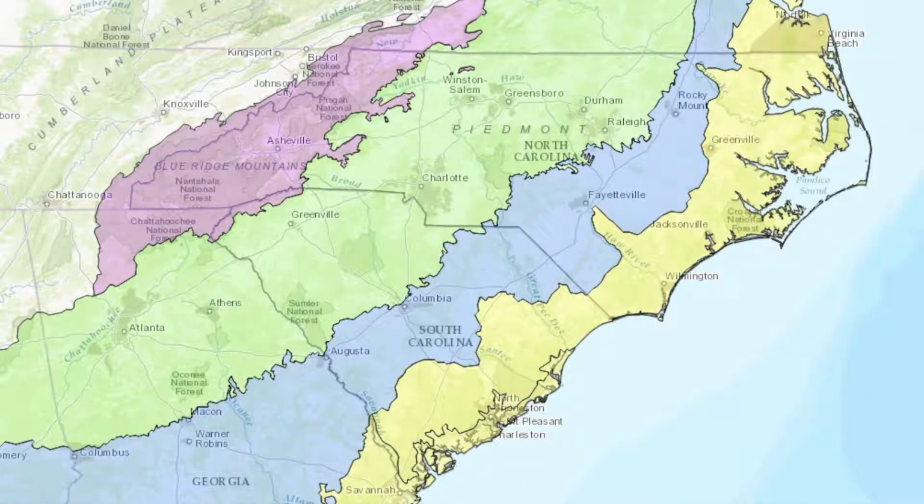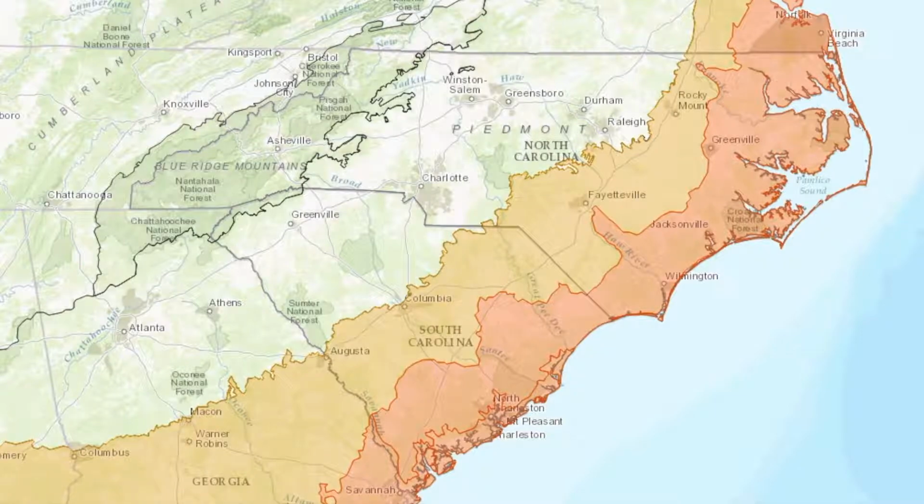The map shown here is of the major ecological regions of both states. The areas in orange and red comprise the coastal plain. This region is largely flat and is bordered on the east by the Atlantic Ocean.